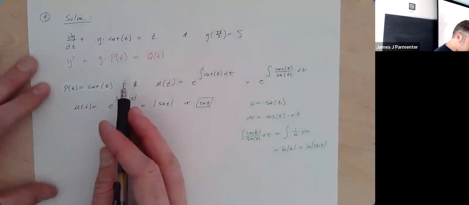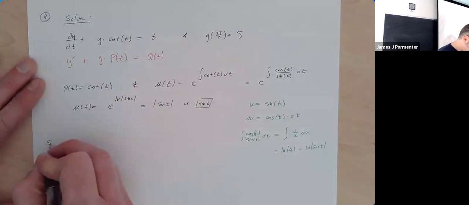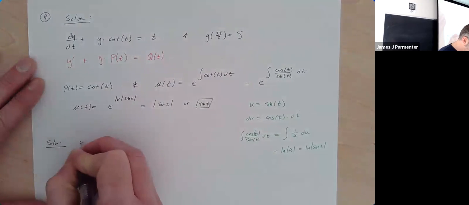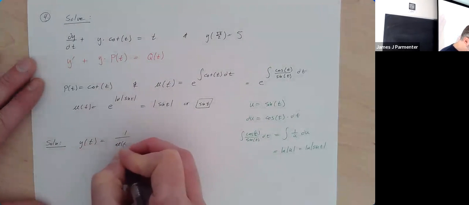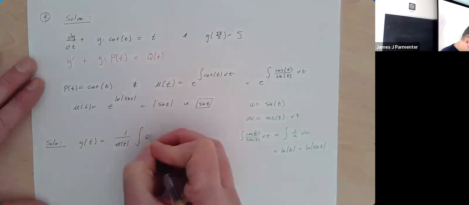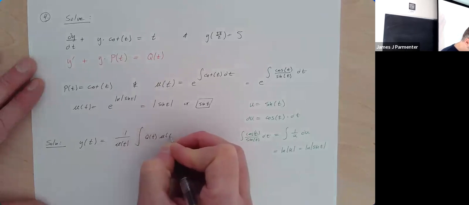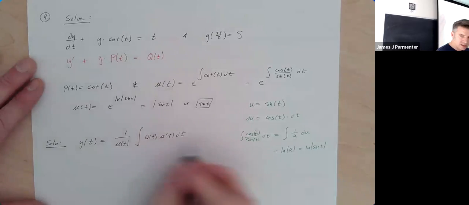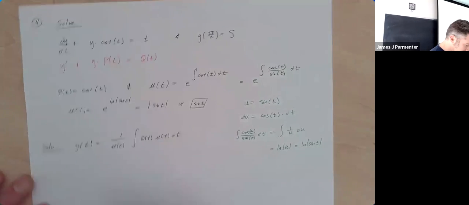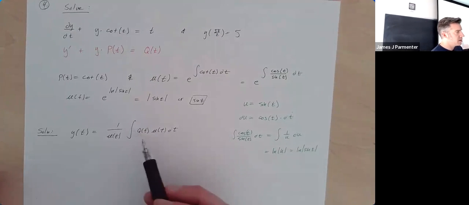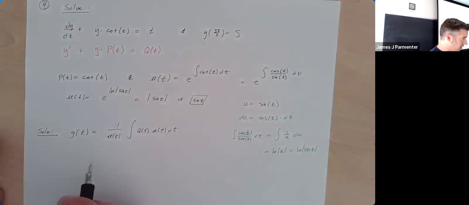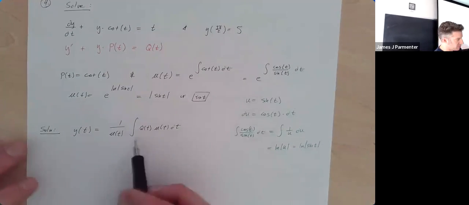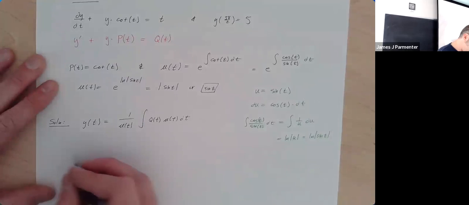Okay, so then we jump to the solution. The solution is going to be that y of t is equal to 1 over mu of t times the integral of q of t times mu of t. When you write this out this way, I do encourage writing the q first, so you don't fall into the mistake I used to make of wanting to cancel the mu's. We know they don't cancel, but this helps me remember that they need to multiply out before we cancel. So let's see. This is going to be fun.